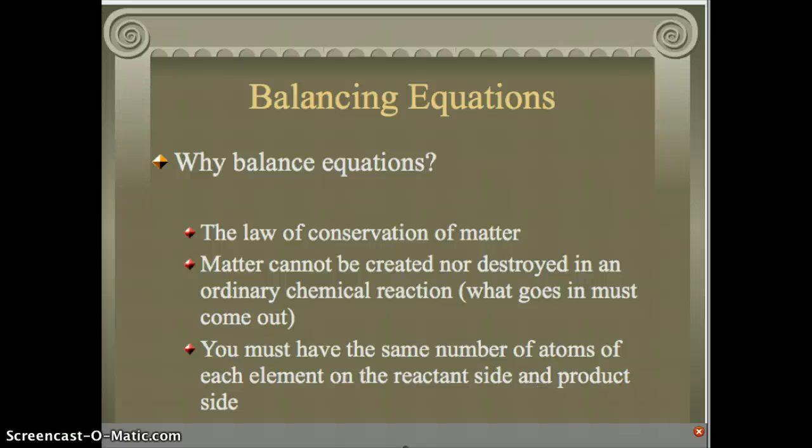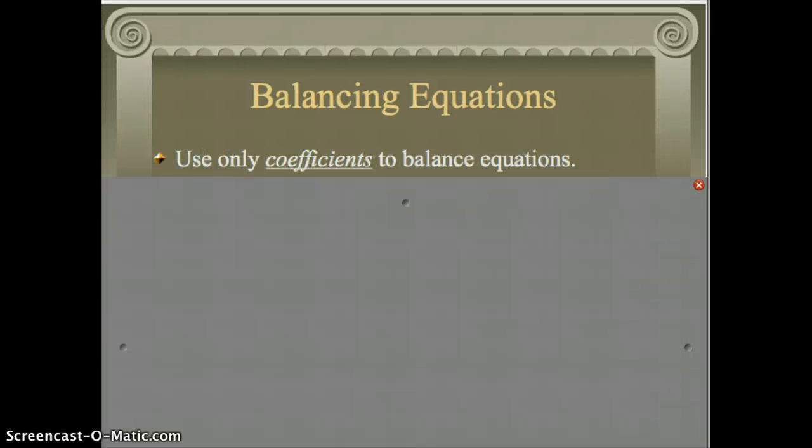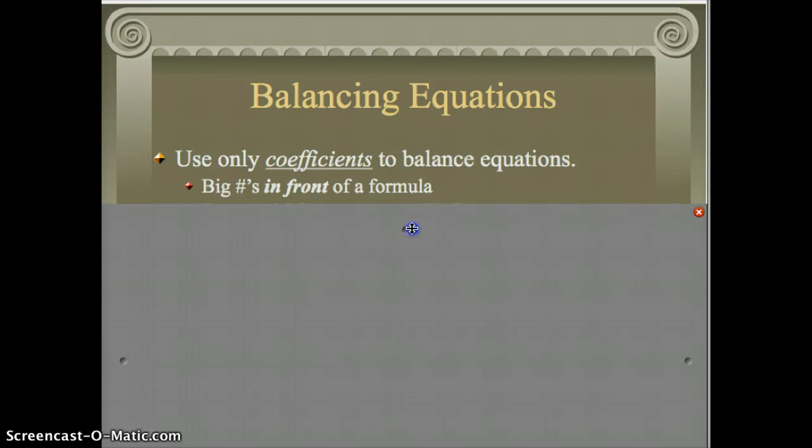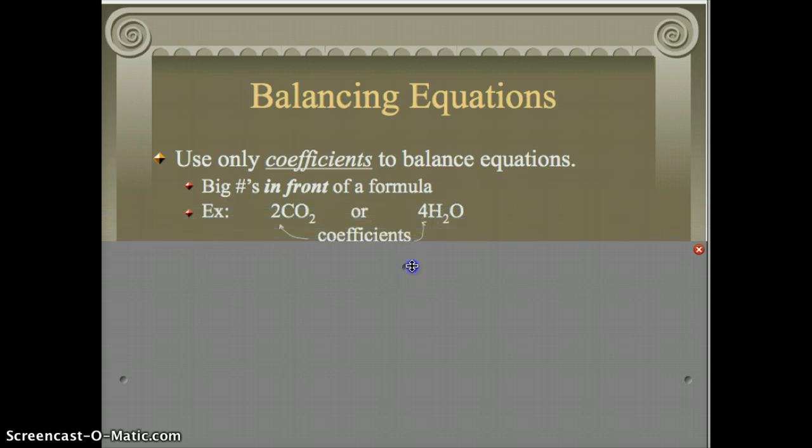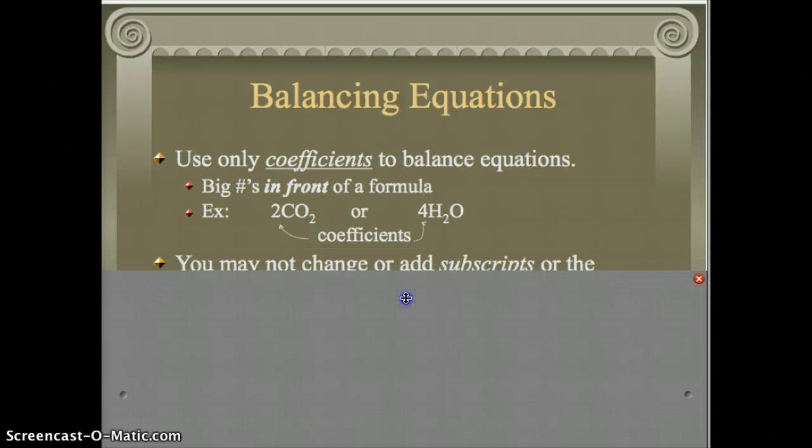Now, when we balance equations, we only use coefficients. And again, the coefficients are those big numbers that we place out in front of the formula as we are balancing the equation. So for example, if I put a 2 out in front of a carbon dioxide, that number out in front is the coefficient. Same thing with the 4 in front of the water. So I may only change those.